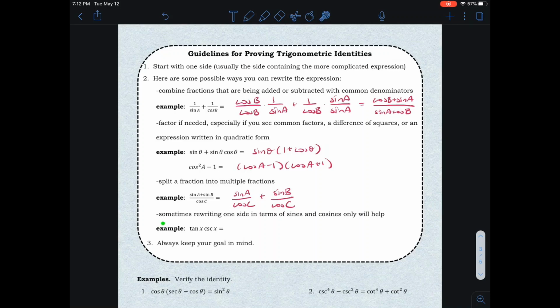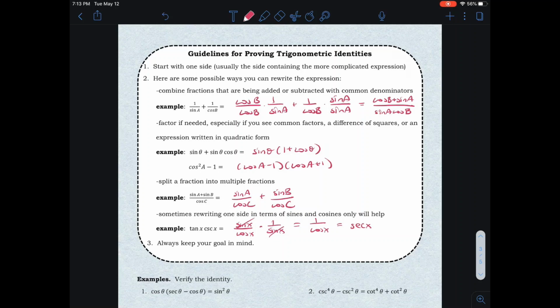And the last thing you can possibly do is rewrite everything in terms of sine and cosine. So for example, if I have tangent of x times cosecant of x, and I'm not sure how to simplify that, I might just rewrite tangent of x as sine of x over cosine of x, and then write cosecant of x as 1 over sine of x. And on those, oh look, the sine x's can cancel each other out. I'm left with 1 over cosine of x, which simplifies into secant of x. And so these are some of the different ways that you might have to rewrite an expression, okay?